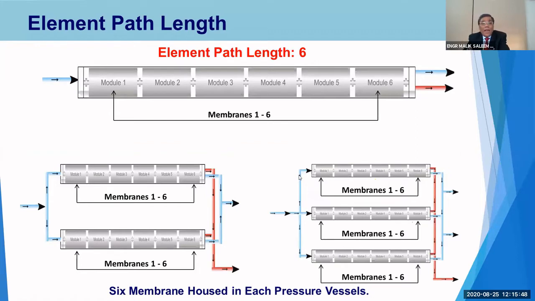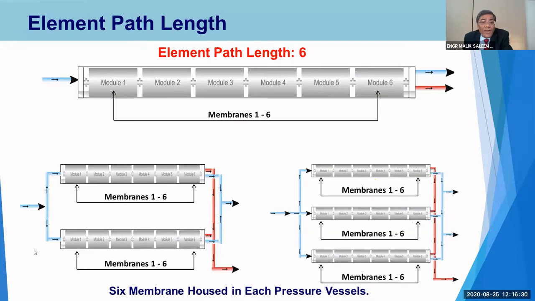Now, another term which is used in the RO system is the element path length. You can see I have illustrated this in some diagrams I made for you. Here you can see the pressure vessel, the first one at the top, and these are modules 1, 2, 3, 4. These are the membranes in one pressure vessel, and its path length is 6 because the feed water is passing through the 6 membrane elements, 1 to 6. This path length is 6.